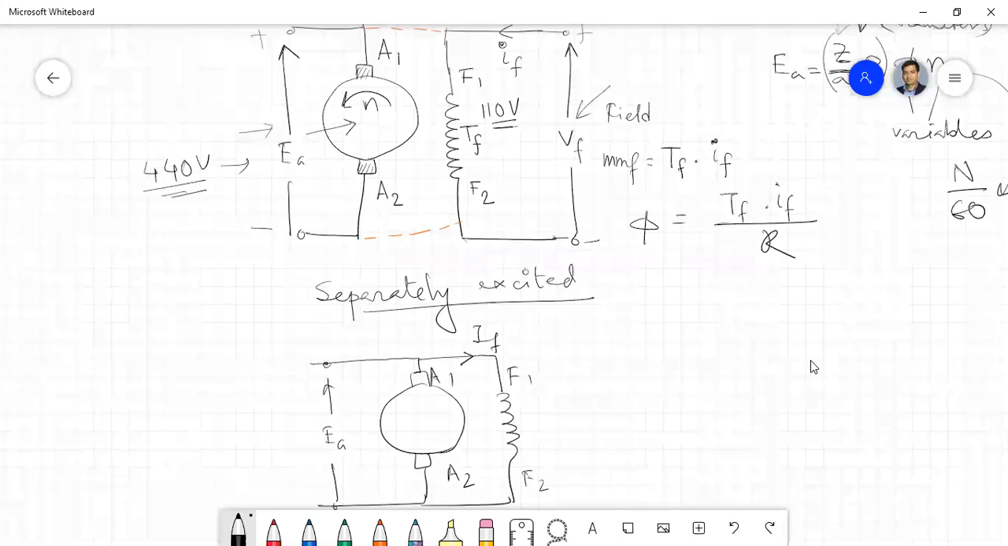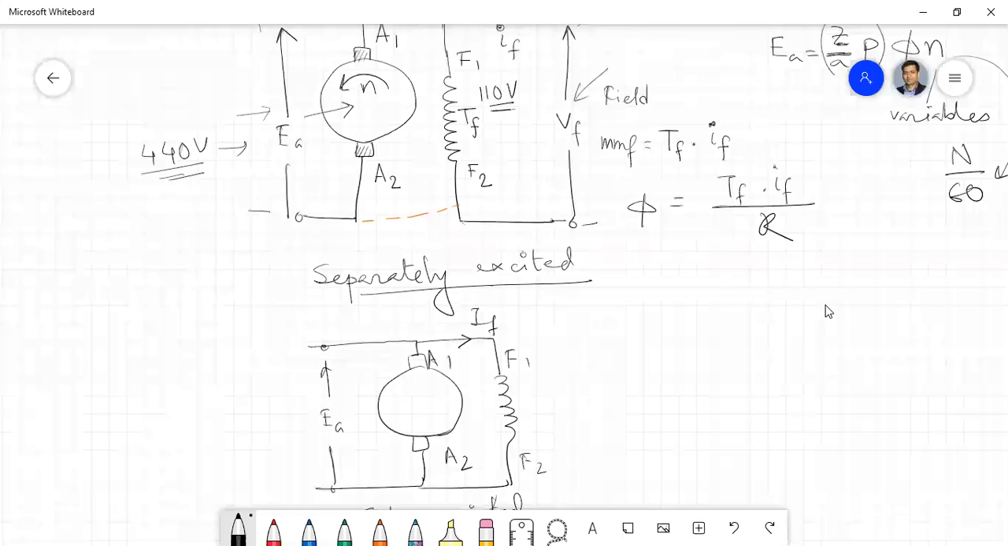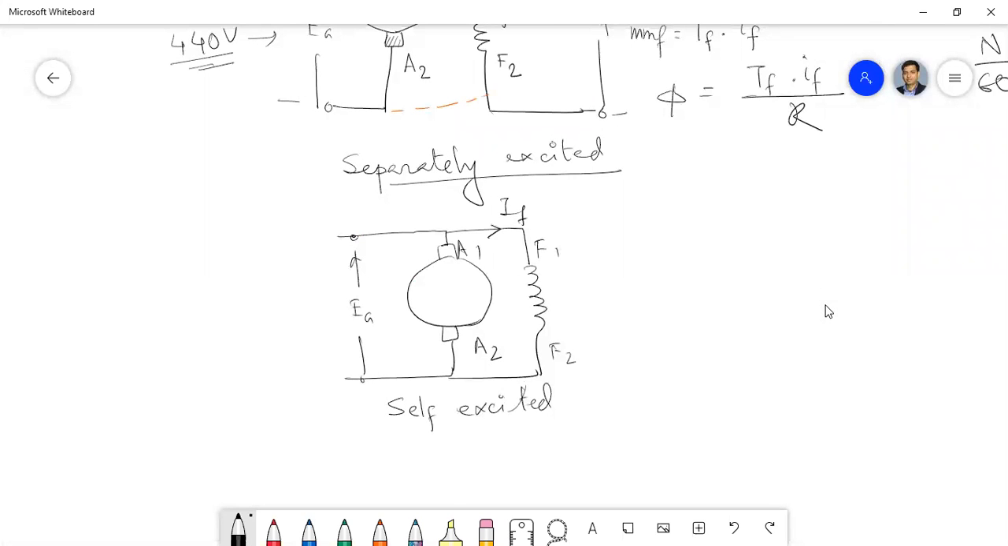At 440 volts. So that is a practical problem, sir. We can use a voltage divider.